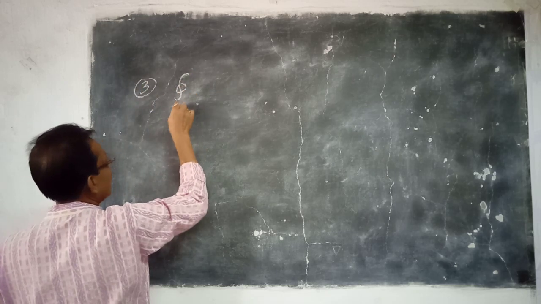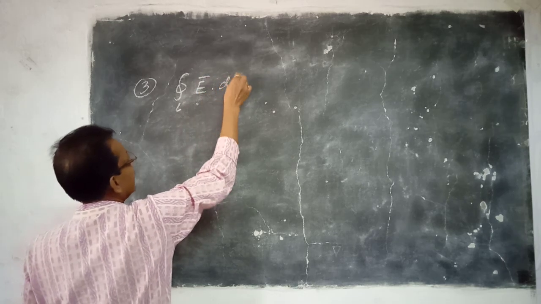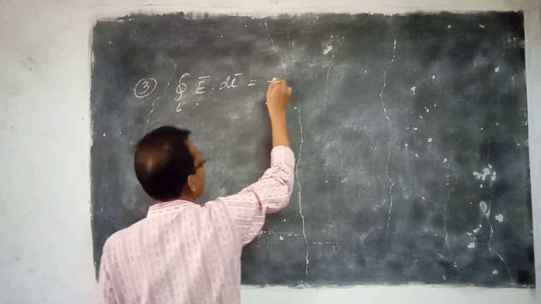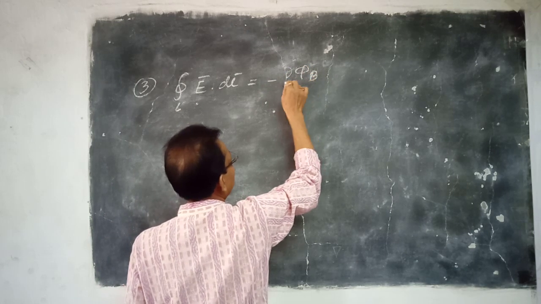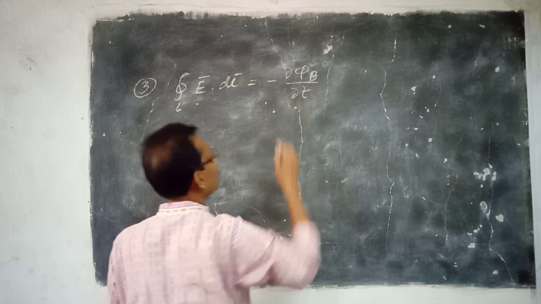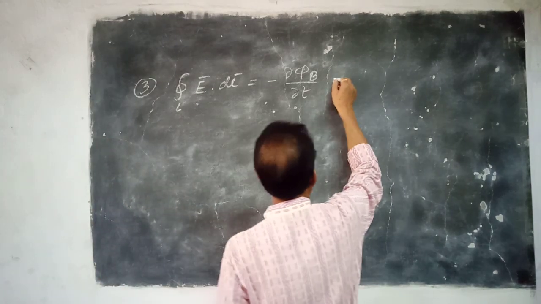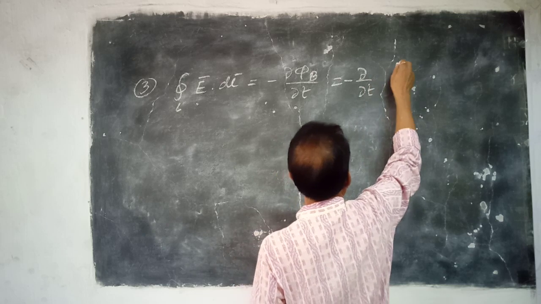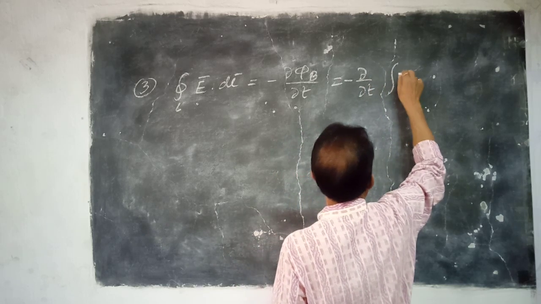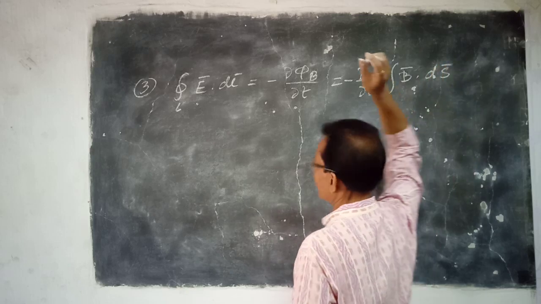That is, closed line integral E dot dl is equal to minus ∂Φ_B/∂t. What is Φ_B? Φ_B is the magnetic flux over a surface. That one may write as ∂/∂t of the surface integral B dot dS.